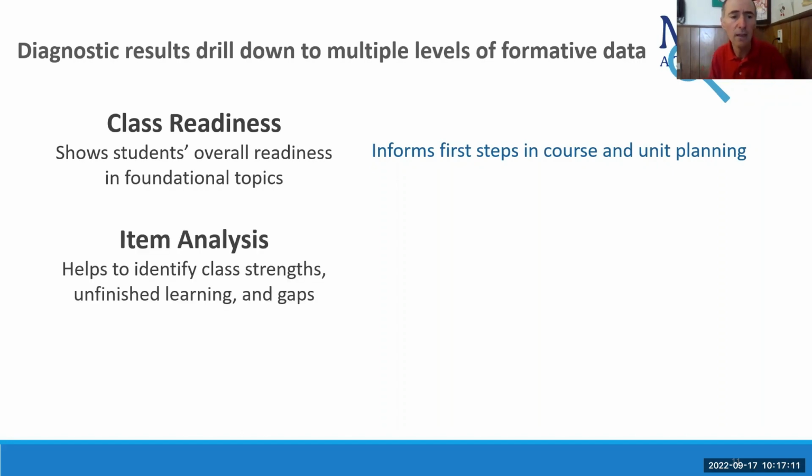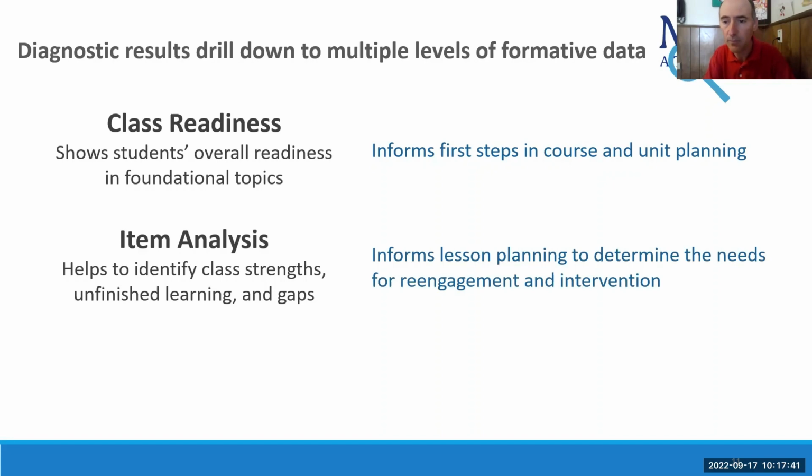But then you also have data from each of the items on the test. So for each of the questions on the test, you get an analysis that tells you how many students got that right, who those students were, how many students got different choices, and who those students were who made those different choices. And so that gives you more fine-grained data that you can use to identify strengths and unfinished learning and gaps, both individually and as a class. Okay, and so that allows you to plan for smaller chunks like lessons. Okay, and intervention related to some misconceptions, for example.